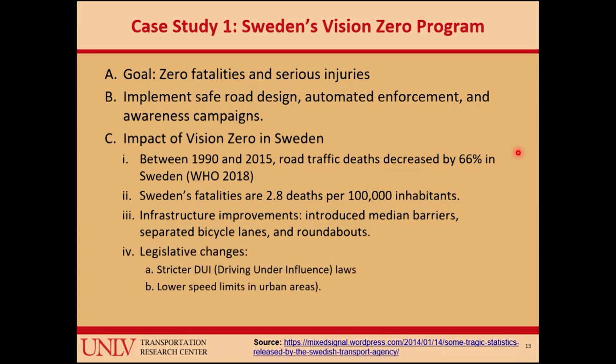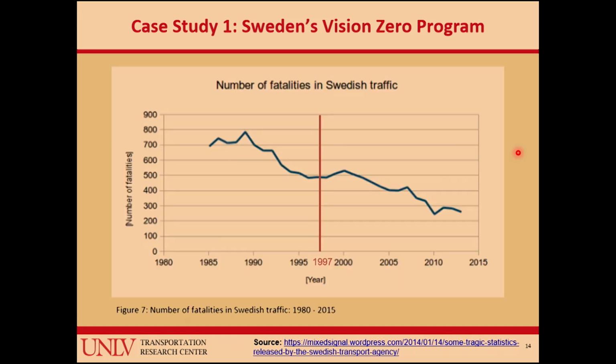And they came up with legislative changes, very strict DUI. If you're driving under the influence of drugs or alcohol, the penalties are very severe. In Europe, in Australia and New Zealand. Unfortunately, North America does not have lower speed limits in urban areas. And so this graphic shows between 1997, before and after. On the y-axis is the number of fatalities annually, and on the x-axis is time from 1990 to 2015, and you can see a general downwards trend with 1997 with the red line where Vision Zero was implemented.